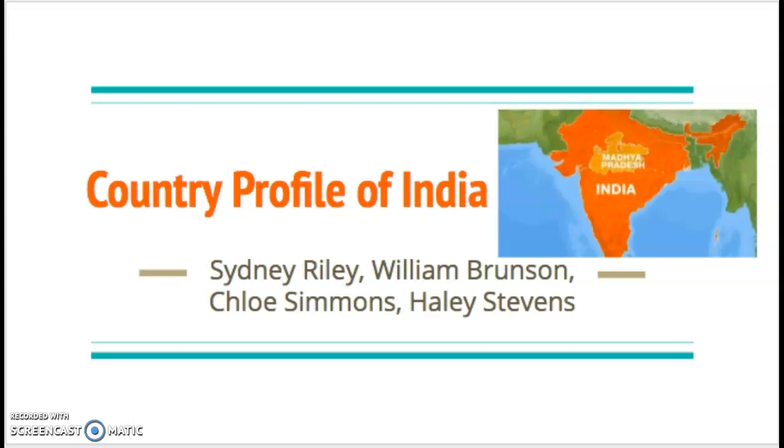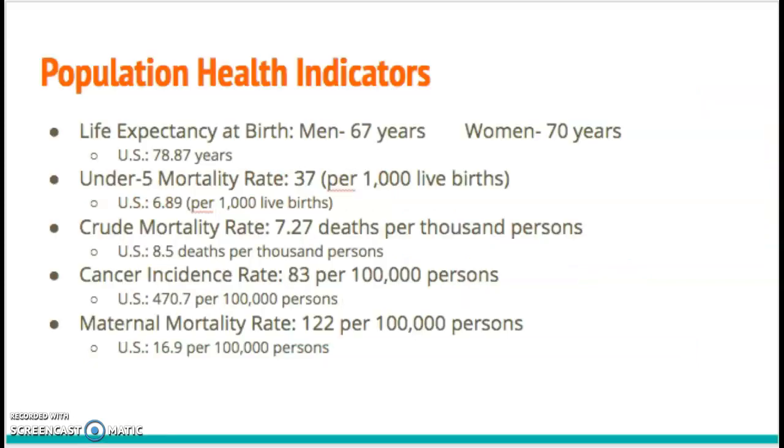Okay, so our country profile was over India. Some of the population health indicators are their life expectancy. Life expectancy is the measure of health status in a population based off of the number of years people live. In India, life expectancy for men is 67 years, and for women, it's 70 years. Comparing this to the United States, our average life expectancy is 78.87 years, a bit higher than India's.